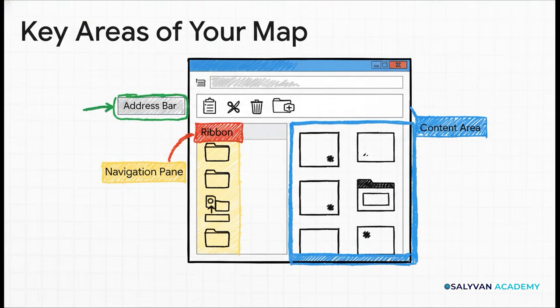Over on the left, you've got the navigation pane. That's basically your list of quick links to all the main spots. The big space in the middle, that's the content area, showing you exactly what's inside the folder you've clicked on. Up top, you've got the ribbon, which is your toolbox with all the common commands. And that bar at the very top, the address bar, that's your "You Are Here" sign, showing you the exact path to where you are.